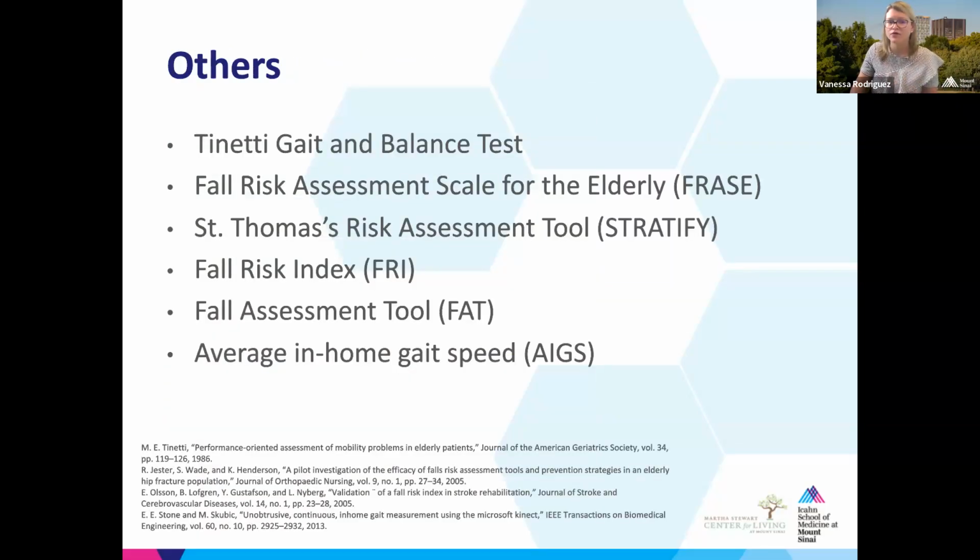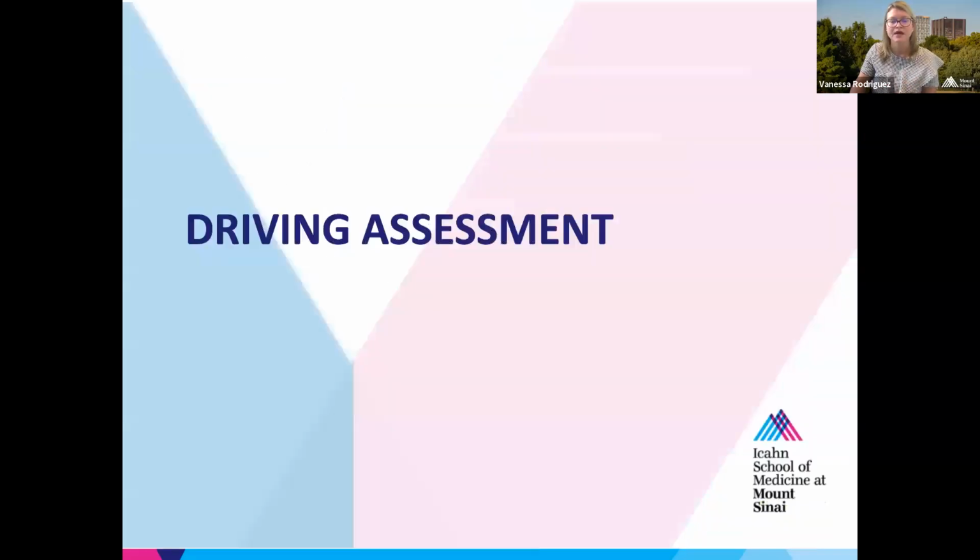This is a list of other available tests, but like I said, these tests are part of a toolkit that is evidence-based, tested, and it's really easy to do in practice in the clinics, and it needs very little equipment.